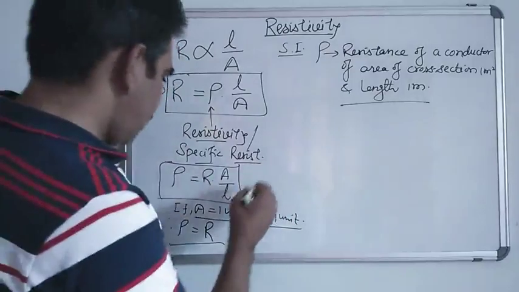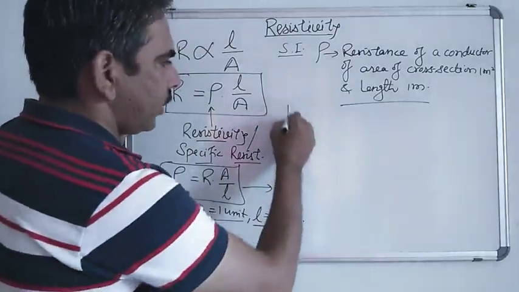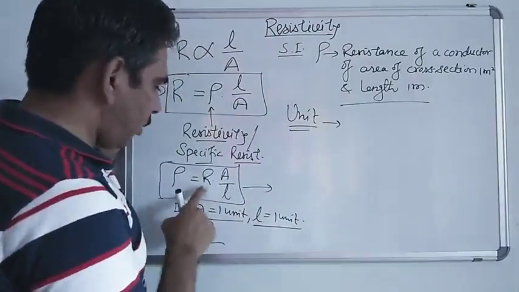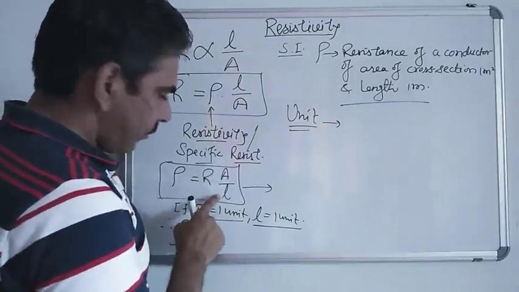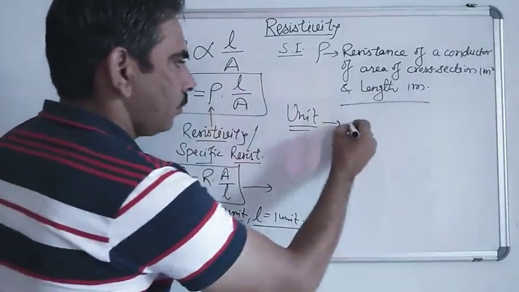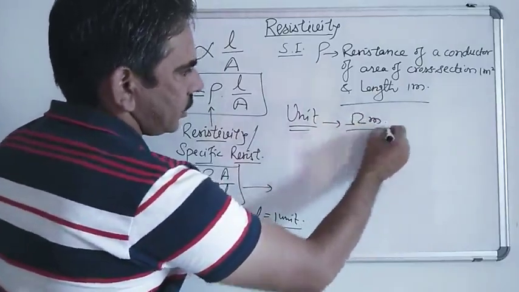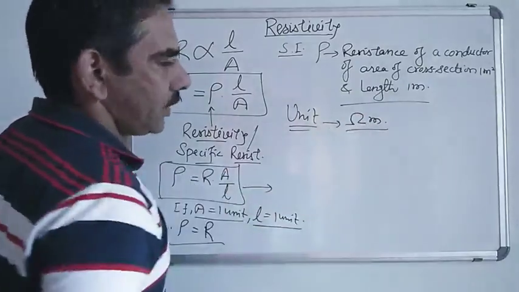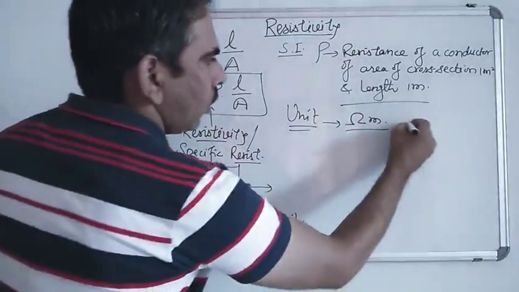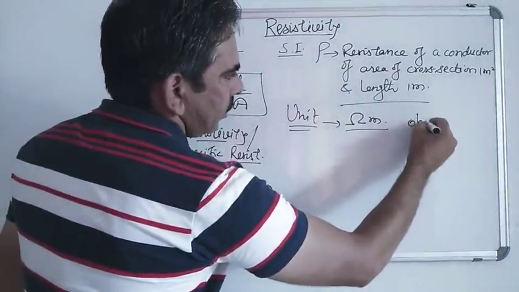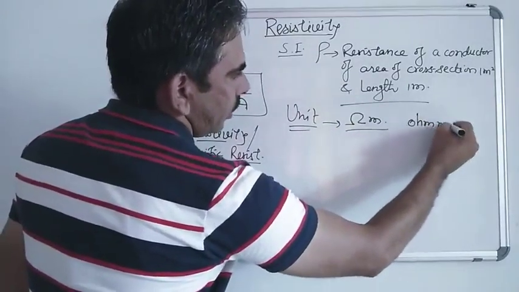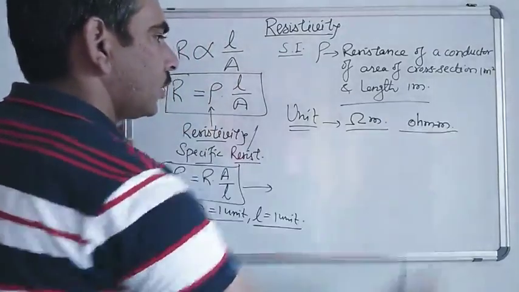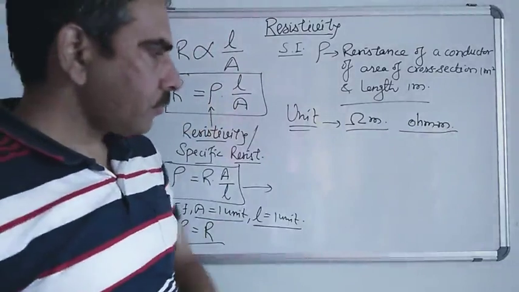Okay, so this is the expression for the resistivity, and if we substitute the values for resistance, area of cross section and length L, the unit of resistivity comes out to be ohm meter. You can write it in symbolic form or in name form, ohm meter. So these are the units for the resistivity, right?